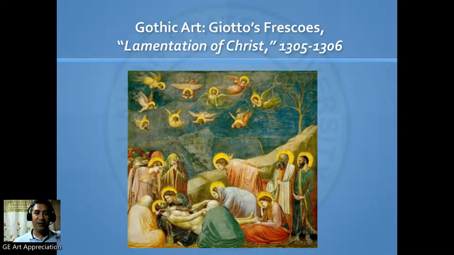Okay. This is the inside of the cathedral, the paintings inside the cathedral. You can see the Gothic art by Giotto's frescoes. It says here, the Lamentation of Christ.